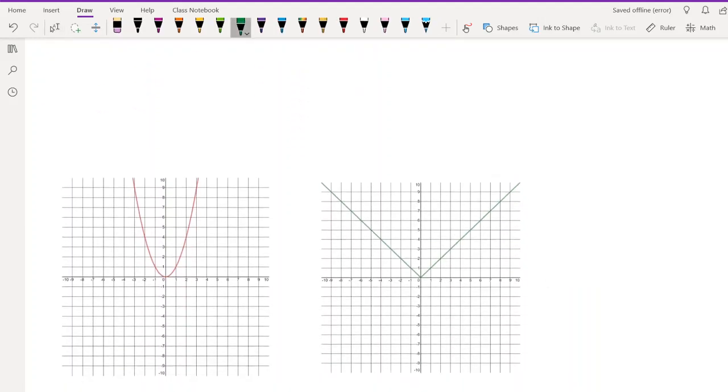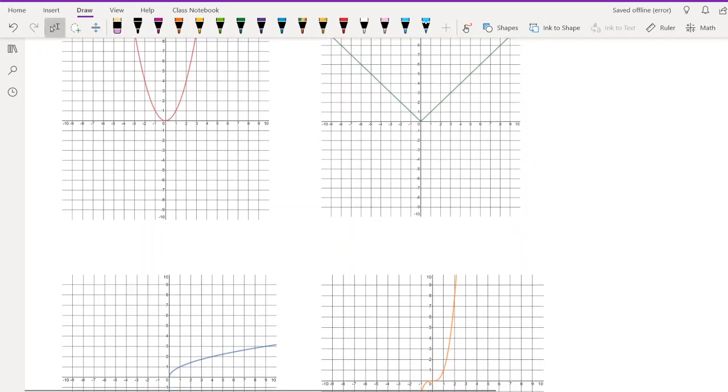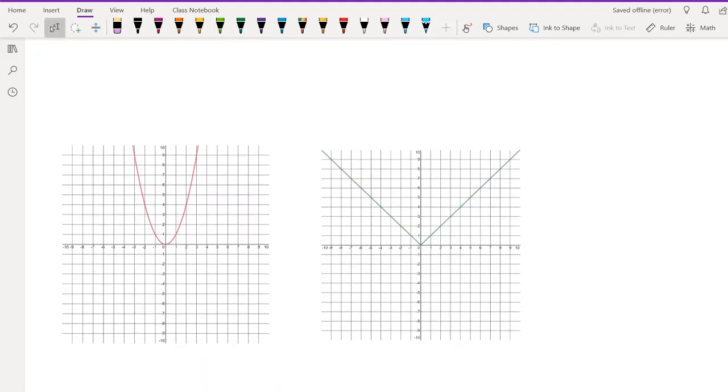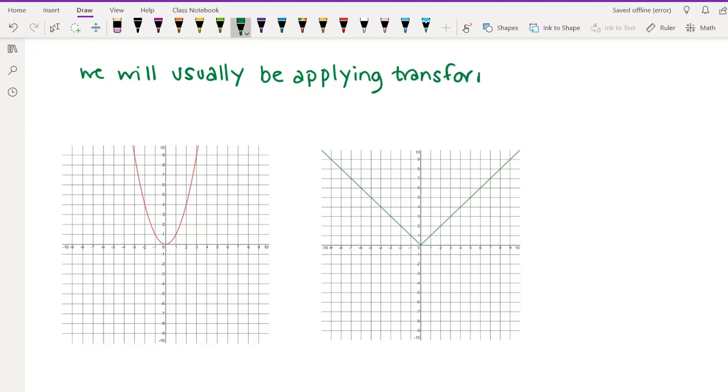So when we're doing our transformations, we'll usually be starting with one of 4 basic functions. Here I have graphed 4 different functions, and we'll talk about what the formulas are for these. These are basically functions that you should be familiar with what their graph looks like. So we will usually be applying transformations to these basic graphs. And sometimes these are called parent functions.